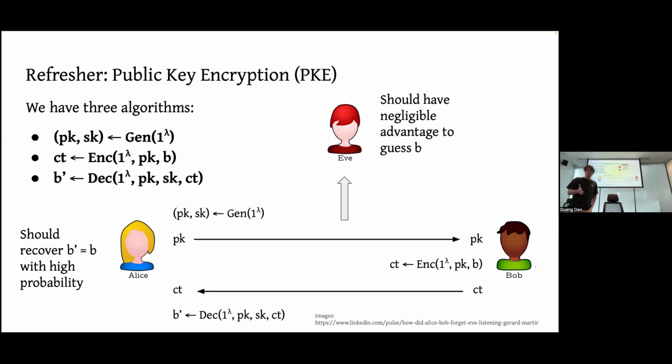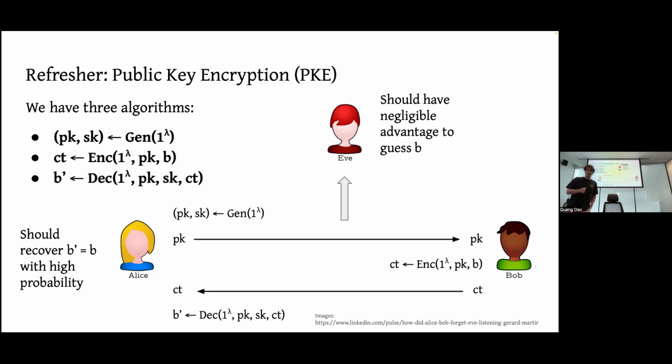Now, the communication protocol goes as follows. We want Alice to be able to generate a pair of keys, a public key and a secret key. And she transmits this public key to another person, Bob, over an insecure channel. Now, Bob can use only the public key to encrypt some bit that he has, B, in order to produce a ciphertext. And then he sends this back to Alice, and she should be able to figure out what the bit was with high probability using the decryption algorithm along with her secret key.